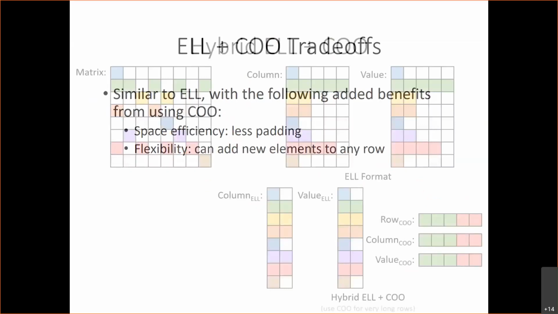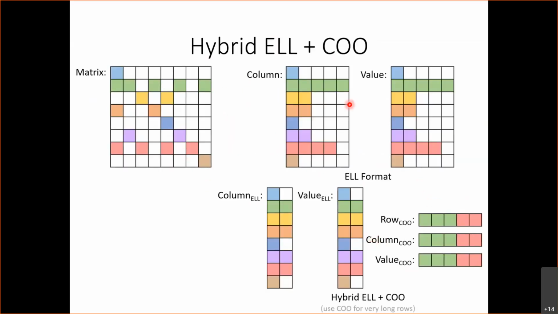if we go back, before with ELL, if we want to add an element to these other rows, we can, but if we want to add an element to the second row, we cannot because we've reached the maximum. There are no padding elements that we can replace. But with hybrid ELL COO, if we want to add an element to a row, no problem.